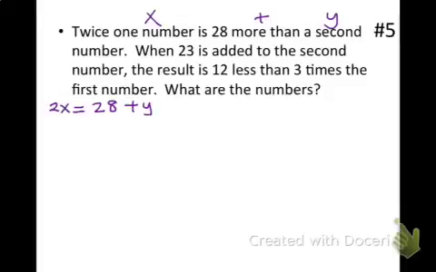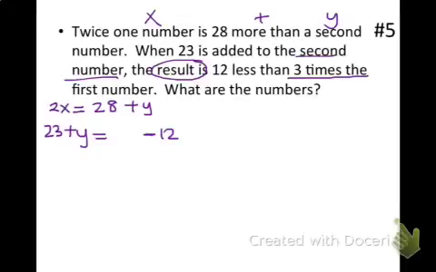For the second one, it says that when 23 is added, so when I take 23 and I add it to the second number, which is y, the result is, that means equals, 12 less than. So remember, when we see this less than, it's subtraction, meaning that we're going a little backwards. So we're going to subtract 13 from 3 times the first number. So that's 3 times x. What are the numbers? So we have to solve for x and y.